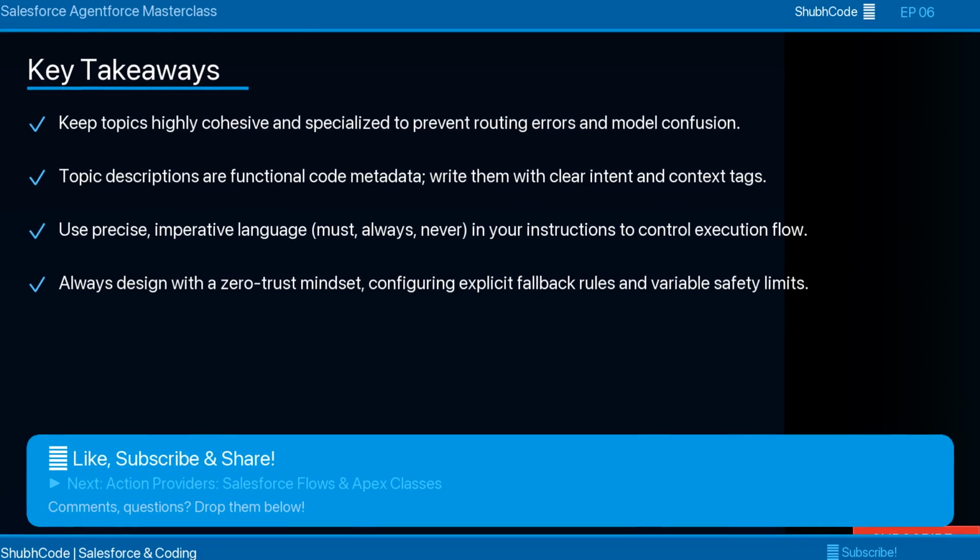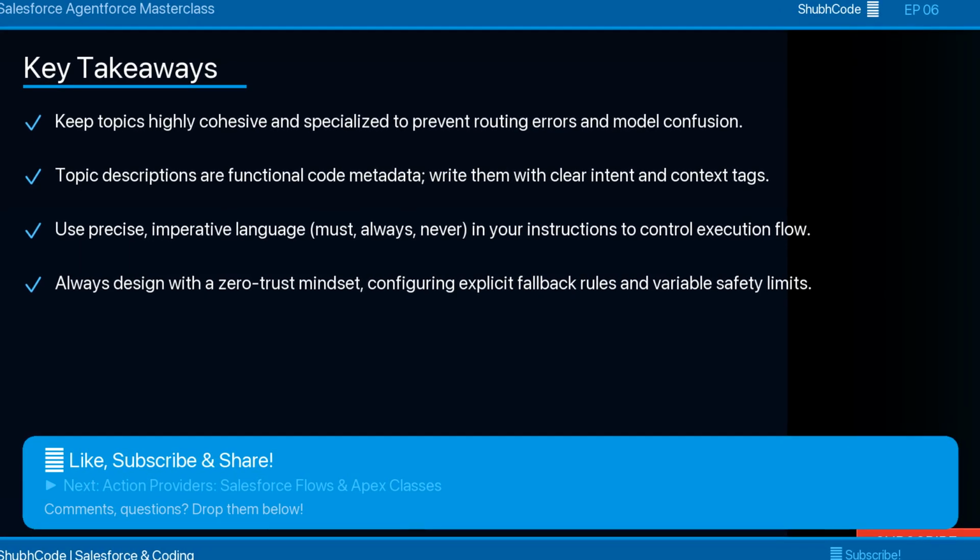Alright, let's wrap up. Here are the key things to remember. Keep topics highly cohesive and specialized to prevent routing errors and model confusion. Topic descriptions are functional code metadata, write them with clear intent and context tags. Use precise, imperative language, must, always, never, in your instructions to control execution flow. Always design with a zero-trust mindset, configuring explicit fallback rules and variable safety limits.